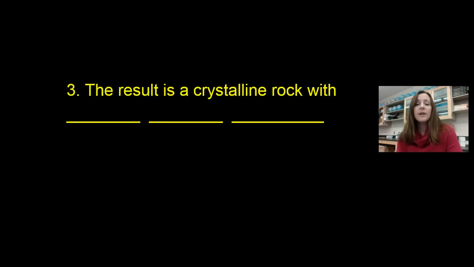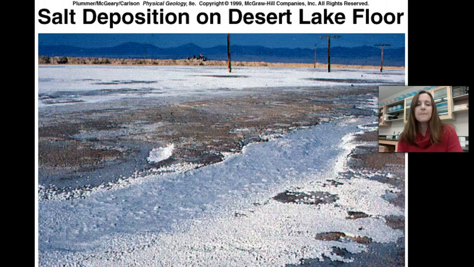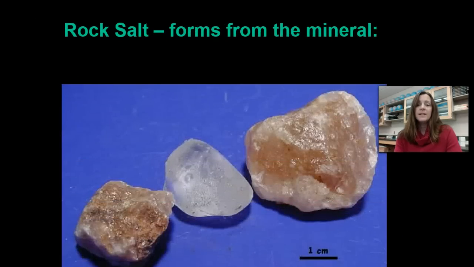The result is that the salt that's left behind will form a crystalline rock with mineral crystals. Here's a picture of what I'm talking about. This is a salt deposition on a desert lake floor, and you can really see the whiteness that has taken over. It almost looks like snow, but it's actually salt. And this is just a picture of the rock salt that forms from that mineral and from those precipitates that are left behind. This is known as halite.